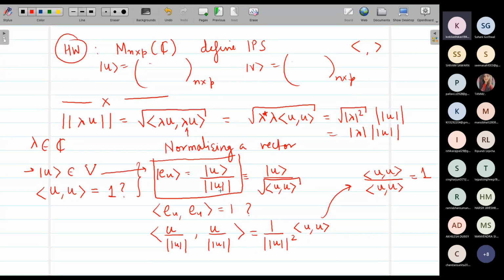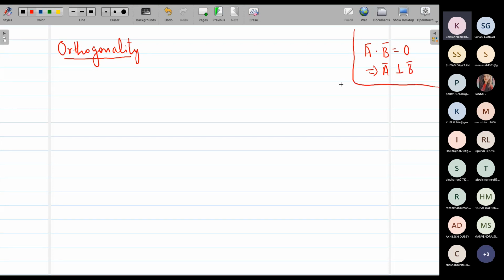Okay, let's do something more with this: a very important concept which will ultimately allow us to write down our basis vectors in terms of something. That is orthogonality. What is orthogonality in the case of regular vectors? You did mention orthogonal vectors. The inner product with the other vector is 0. So A dot B equal to 0 implies that A is orthogonal to B. This is our regular three-dimensional space. So we will define it here also.